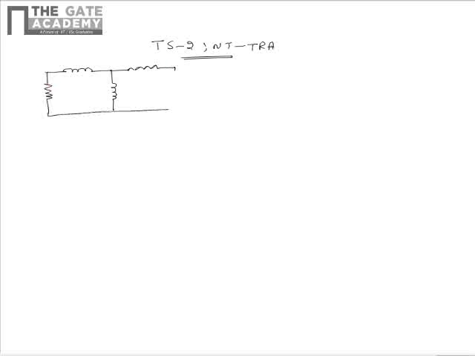The two inductors have inductances of 2 Henry and 3 Henry, and the resistors have resistances of 1 ohm and 2 ohm. The current through the 2 Henry inductor is given as i1(t), and the current through the 2 ohm resistor is given as i2(t). It's given that i1(0) = i2(0) = 11 ampere. We need to find i1(t) at t = 1 second.